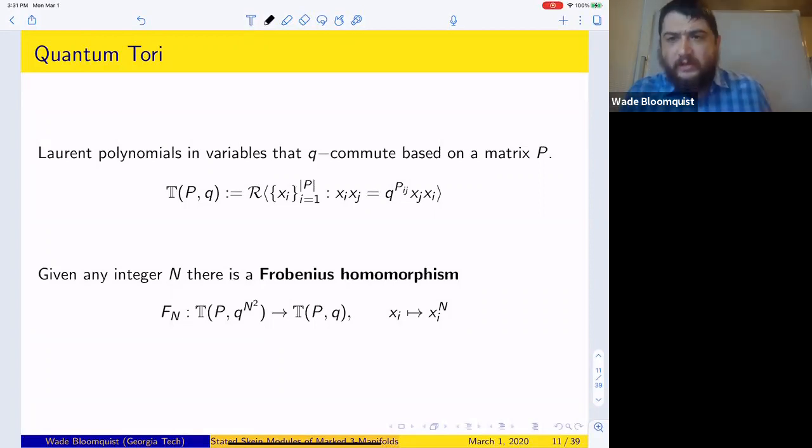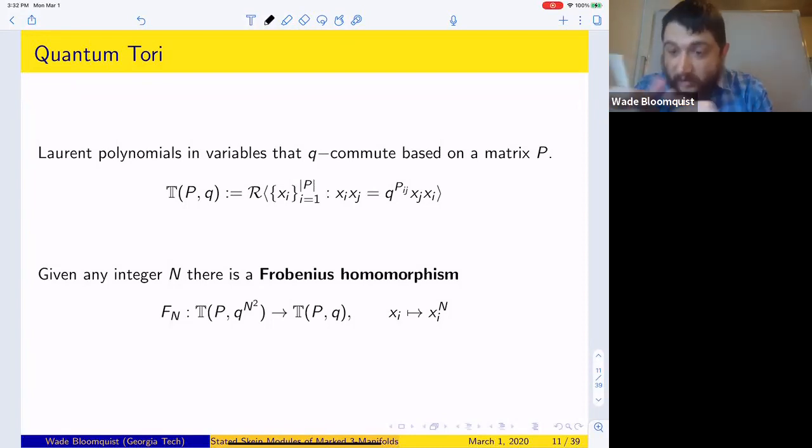Now, I mentioned Chebyshev-Frobenius homomorphism at some point, maybe in the outline. Well, here's something in the study of quantum tori that kind of comes up as a Frobenius homomorphism. That's almost foreshadowing in some sense. But this is a relatively simple map. This is just saying that we have this map that sends one of these Q commuting variables to its nth power. But now the nth powers of two different variables no longer Q commute.